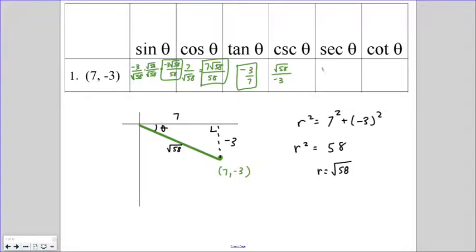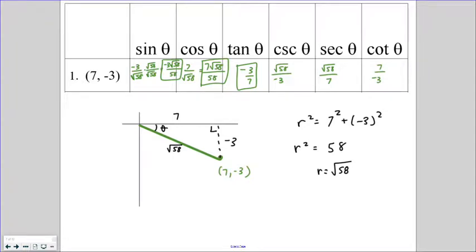Secant is the reciprocal of cosine. I'm going to do the same thing. I'm going to start with what the original value we found for cosine was, which was 7 over the square root of 58. And then I will swap the numerator and the denominator. And then cotan, I prefer to think about cotan in terms of x and y instead. So cotan is x over y, so 7 over negative 3.